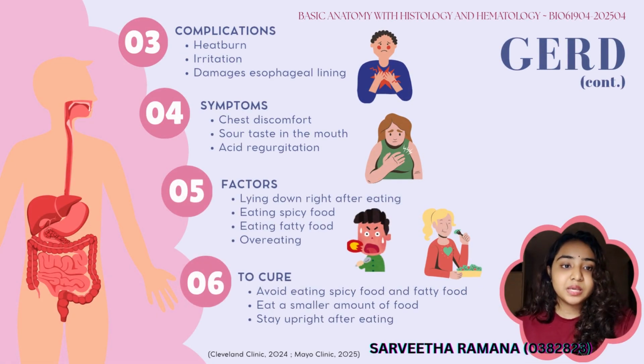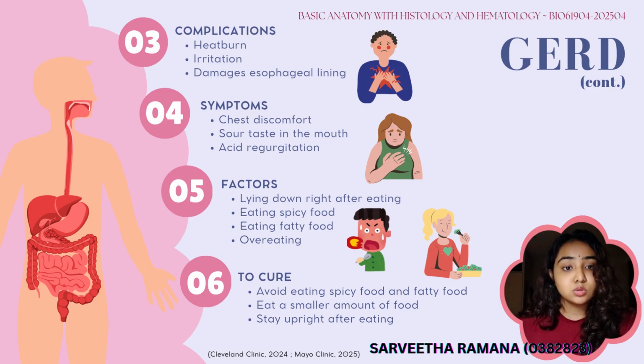There are some complications of GERD. The common ones are heartburn, irritation, and damage to the esophageal lining. The symptoms of this disorder are chest discomfort, a sour taste in the mouth, and acid regurgitation.